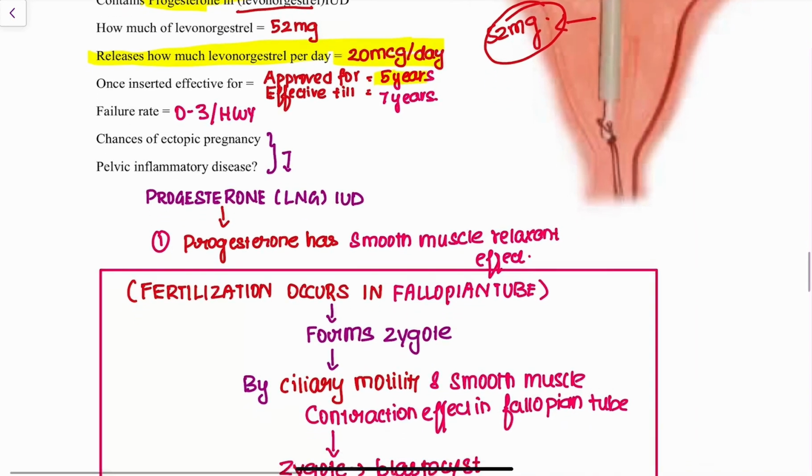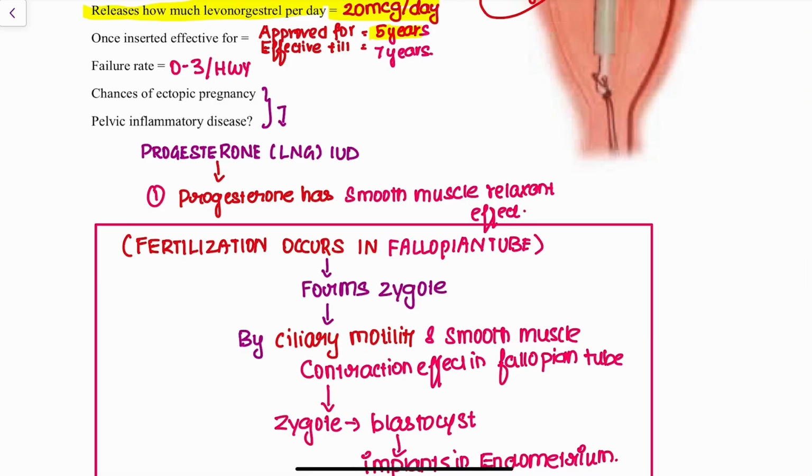Now, what about the chances of ectopic pregnancy and the risk of pelvic inflammatory disease? In order to get the answer for this question, you need to learn the basics of this IUD. The levonorgestrel IUD is basically a third generation IUD, which is a hormone containing IUD, right? And what is that hormone?